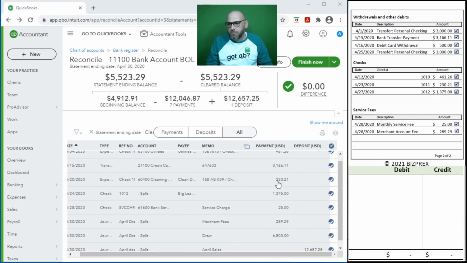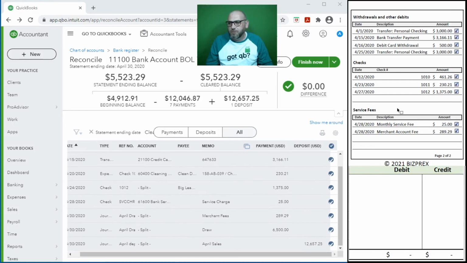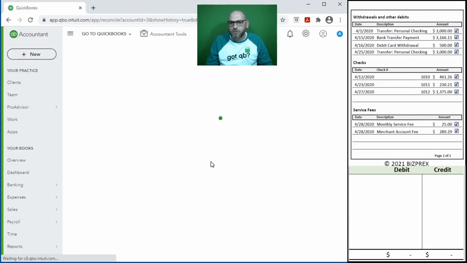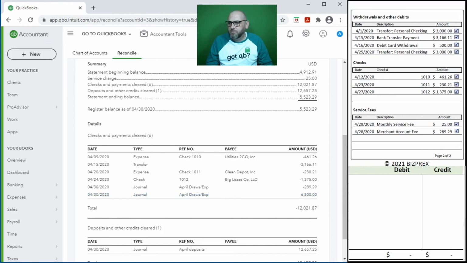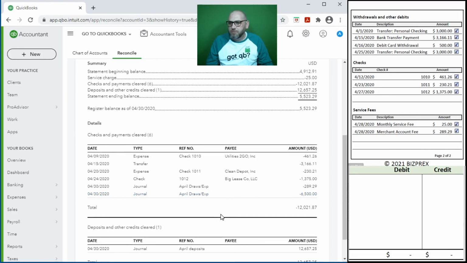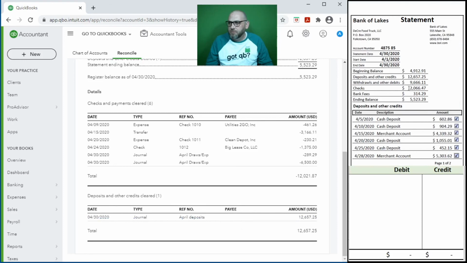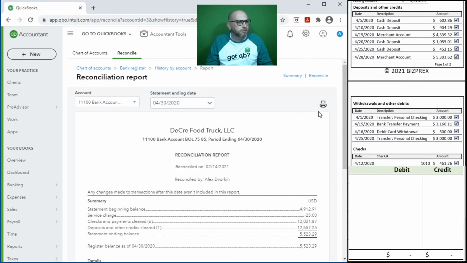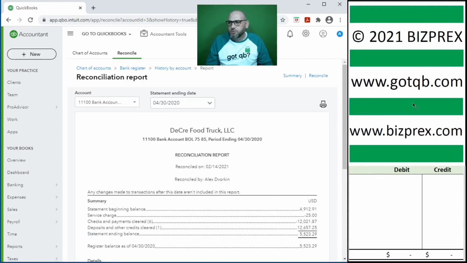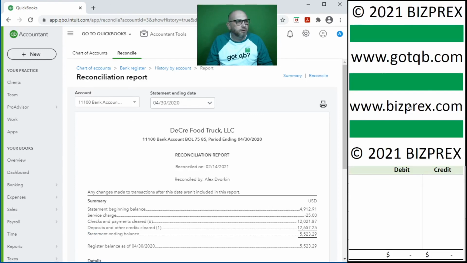All right, well, we made an error during booking. That's what reconciliation does. It catches this $5, right? So now it is in balance, all good. Yay, we know we need to pay attention. Finish now. All right, we can view our reconciliation report right here. Okay, charges, all lines up. Okay, deposits, line up right here. Okay, we would go ahead and print this report and attach it to our statement. And we are done with April.